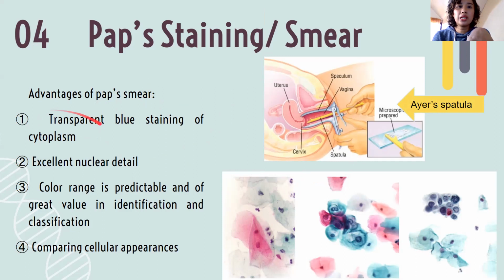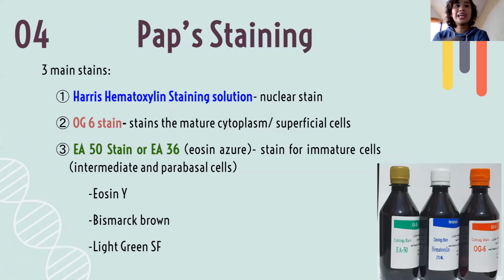Yan. So why stain it with pap stain? Yan. So, it has excellent nuclear detail. Yan, kasi gumagamit ng Harris hematoxylin, transparent blue staining. Tingnan niyo yung cytoplasm. Ganda. Color range is predictable and great value in identification and classification. It is good in comparing cellular appearances. So, it has three main stains. Yan. Itong light green SF, it's part of EA50 or EA36. Yan. So, itong Harris hematoxylin gas, it's used for nuclear staining.